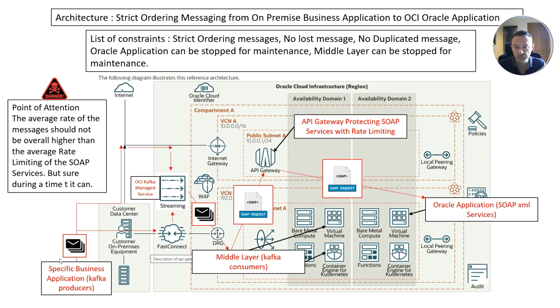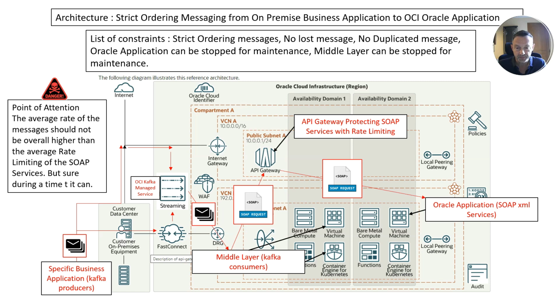The problem is you cannot send information directly from the specific business application to the Oracle application because the customer wants to be able to stop the Oracle application in order to patch it for maintenance. Okay? As you can see, you can put between the specific business application and the Oracle application on OCI what we call a middle layer.